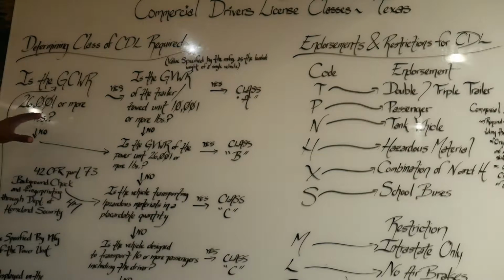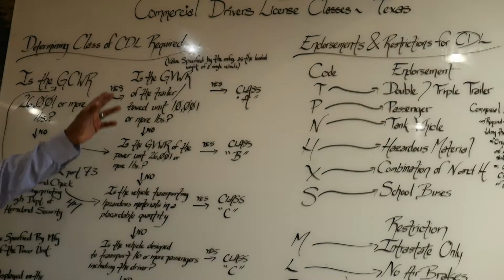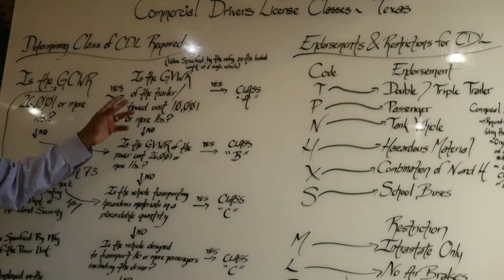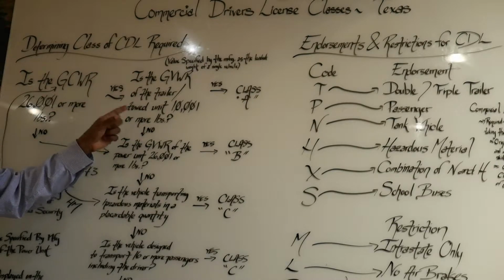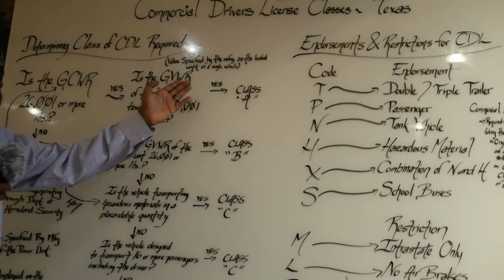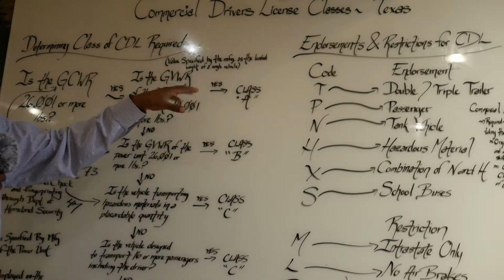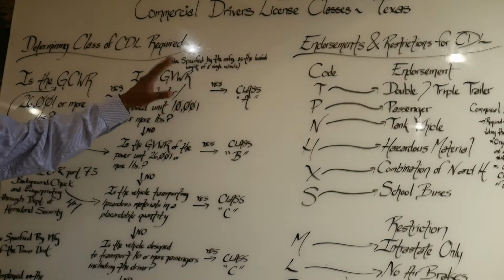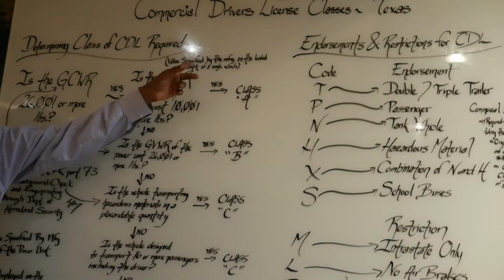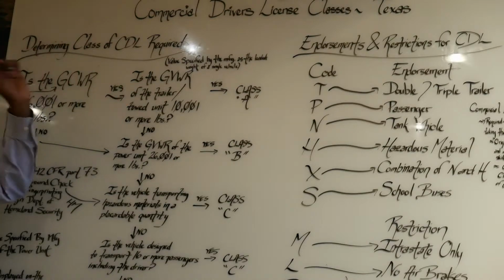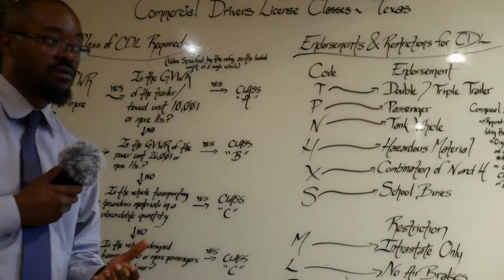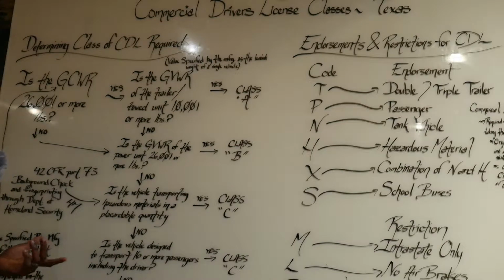Okay, so just to go back over that again, the first question is: is the gross combination weight rating 26,001 or more pounds? Yes, it is. Okay, so then is the gross vehicle weight rating of the trailer and towed unit 10,000 or more pounds? And if the answer is yes, then you're going to be in that Class A. All right, so just to stop for a second, the gross vehicle weight rating I put up here is the value specified by the manufacturer as the loaded weight of a single vehicle. Okay, that's the definition of a gross vehicle weight rating.